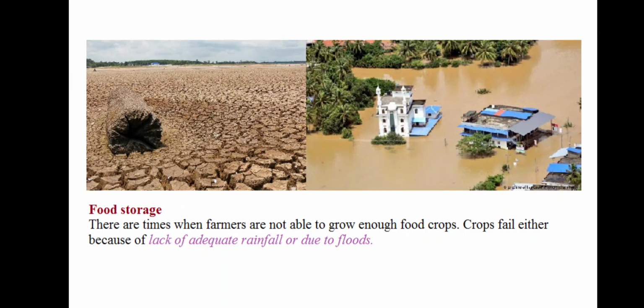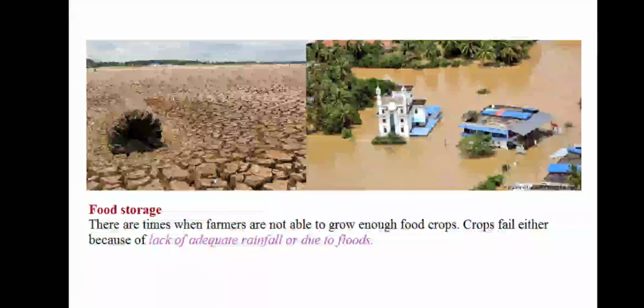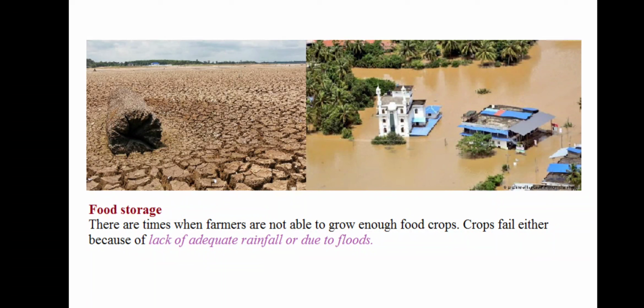There are times when farmers are not able to grow enough food crops. Crops fail either because of lack of adequate rainfall or due to flood. So there might be a situation where farmers are not able to grow crops. It might be because of no rain or no water, or some other reason why they are not able to grow crops.